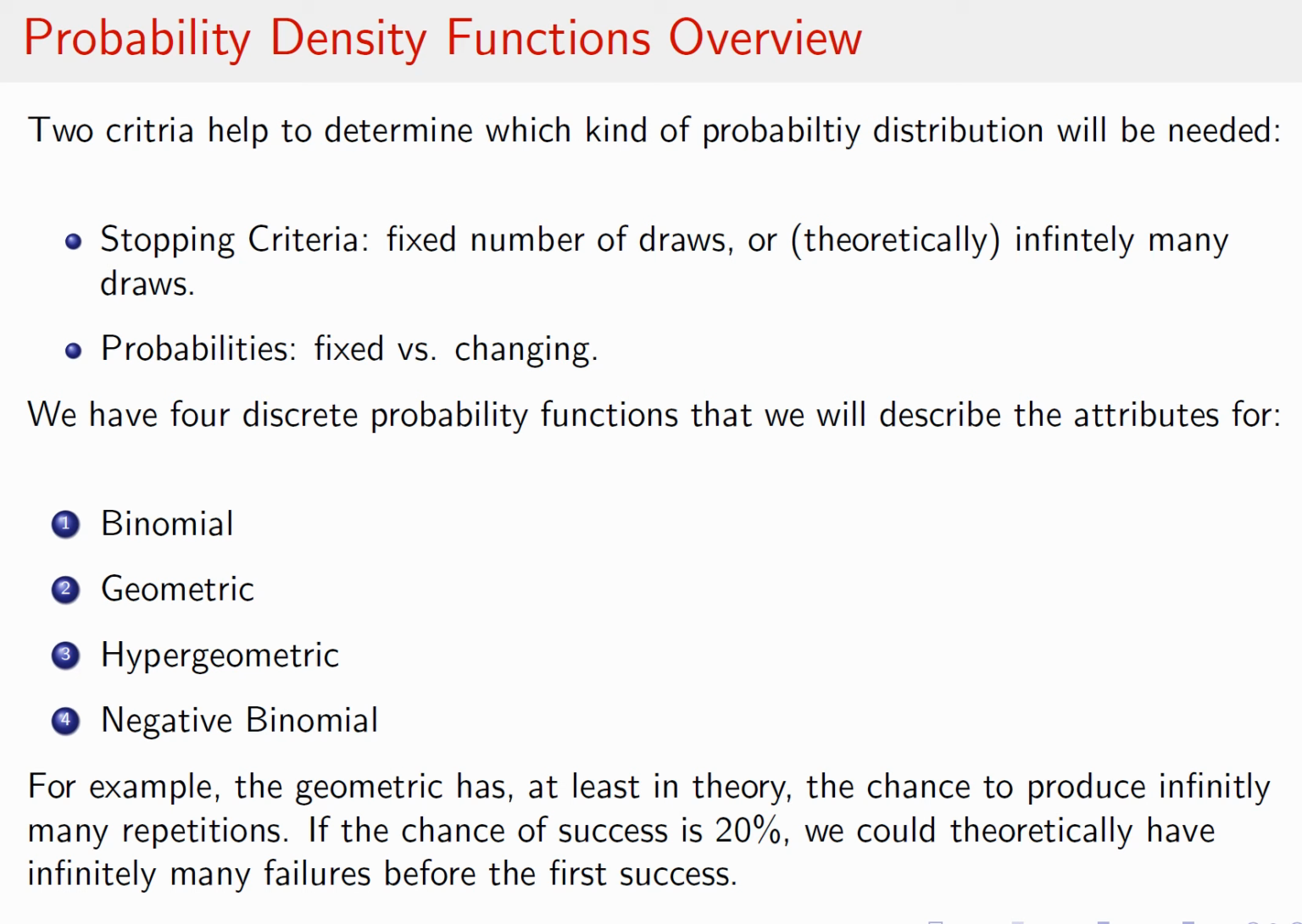What I mean by the stopping criteria, think about the geometric distribution. At least in theory, we could have infinitely many repetitions, right? So say you have a 20% chance of success. Though it's unlikely, we could have 10 or 20 or 100 failures in a row before the first success. It doesn't really have a stopping criteria until the success occurs, and we don't know where that success is going to occur. So that's what I mean by theoretically infinite. Of course, it's very, very unlikely that we're going to have 100 trials with no successes. But it's possible. So possibly infinite, or theoretically infinite, is what I mean.